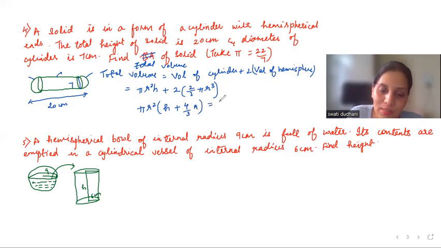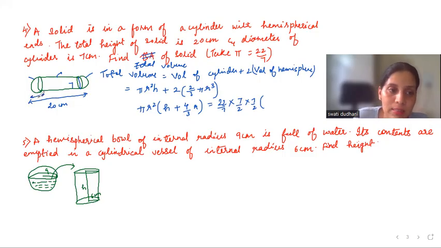Let us substitute 22/7 into radius. Diameter is given as 7 centimeter. So radius will be 7/2 into 7/2. And height of this is what? Total height is 20 here. And this is 7. You know? Sorry, yeah.